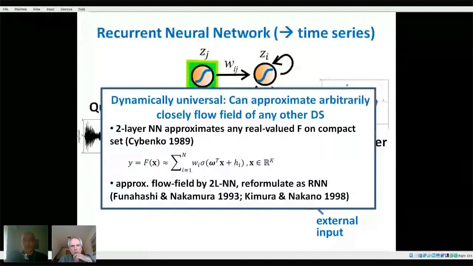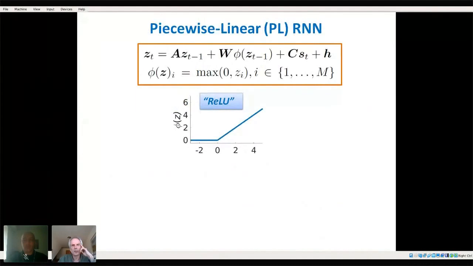And that is based on two ingredients: the universal approximation theorem, dating back to Hornik and Funahashi, and then you can reshape that as a recurrent neural network. So the type of system we are working with are these so-called piecewise linear recurrent neural networks. Z_t is my neural state vector, A is a matrix of autoregression weights, W is a connectivity matrix, phi is my rectified linear unit, that is my piecewise linear transfer function. And C is the weight matrix for external inputs, and H is a bias term.